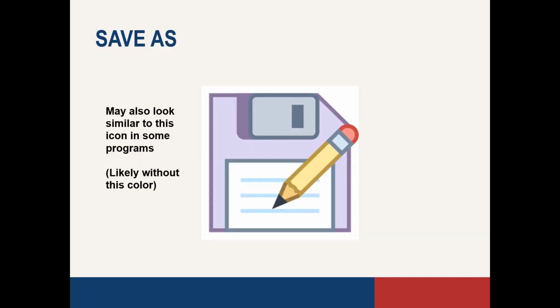In some programs, you may also see a Save As icon, like a floppy disk with a pencil. It likely won't have any color, likely it'll be all gray. But I wanted to point that out as well, because if you're in a different type of program and you want to Save As, so you can decide where you're storing it and what you're naming it, you may need to click the floppy disk with the pen.